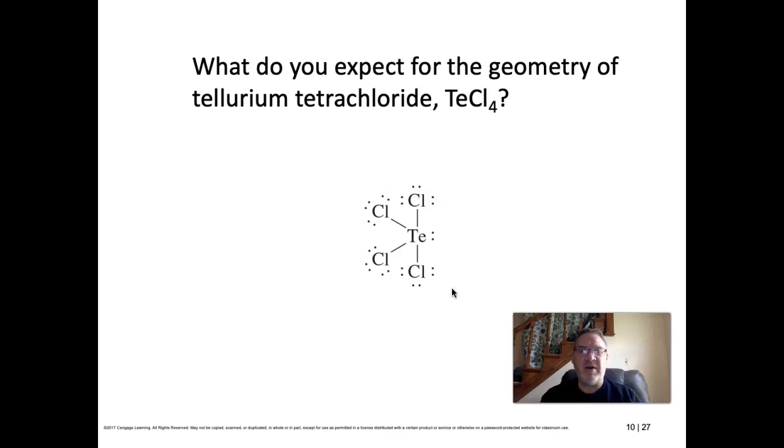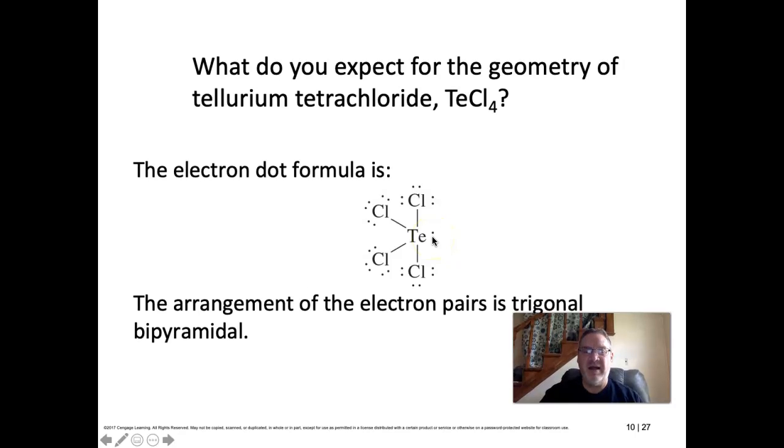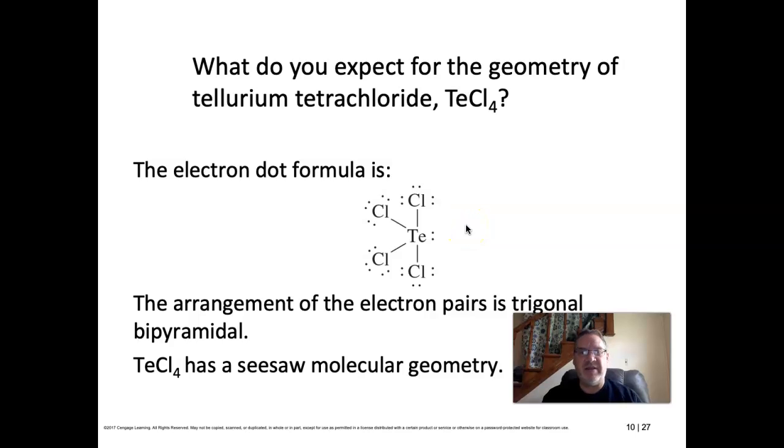So if we have this question, you want to find the geometry of the molecule. Again, we've got the Lewis structure, so that's where we start. We count up the total pairs. That's going to give us our arrangement. And then, hey, we've got 4 and 1. That's going to be, again, a seesaw geometry for the molecule.